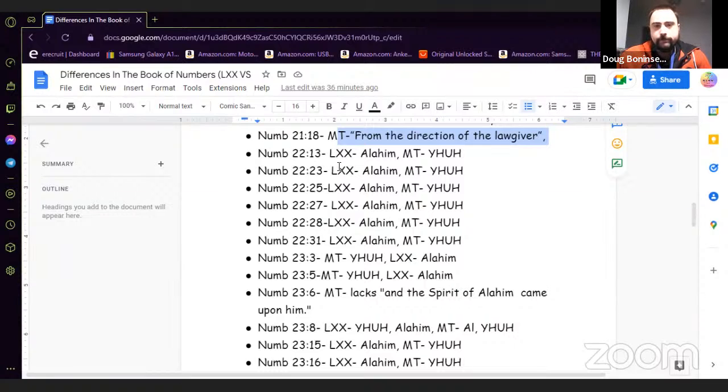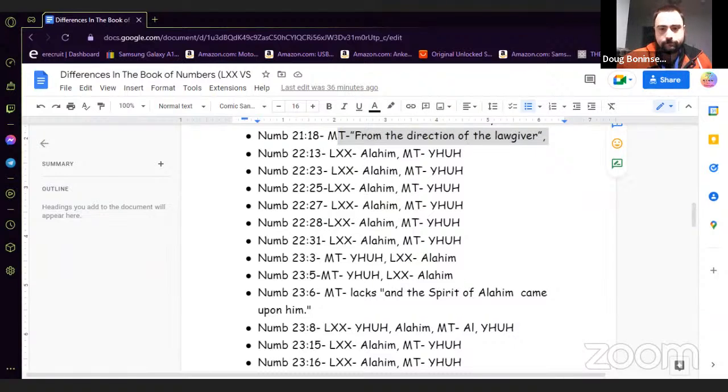So anyway, Numbers 21, verse 18, I think is very important, because this is actually pointing to Yahuwah being the lawgiver. And if Yahuwah is the lawgiver and the person coming from Yehuda in Genesis 49 is the lawgiver, then you have Yahuwah and Yahusha as the same person. Numbers 21:18. So I'll show you guys the importance here with the phrase, the lawgiver, being there.